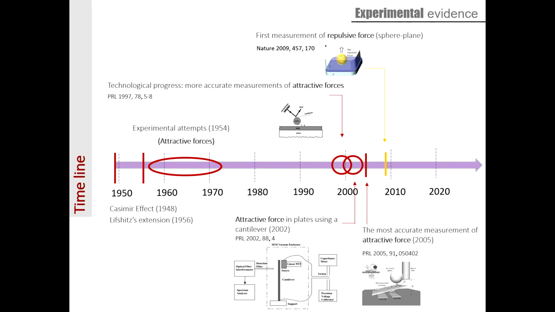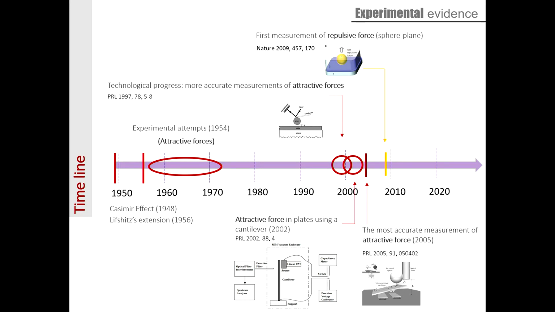Then, the most accurate measurement of attractive forces is considered to be the experiment by Lamoreaux, where we have a sphere and a plane, and these are attractive forces. Then there were some more measurements, and what is considered really the most accurate measurement for attractive forces by Decca and collaborators. So we are in 2005, and we have just measured attractive forces between a sphere and a plane.